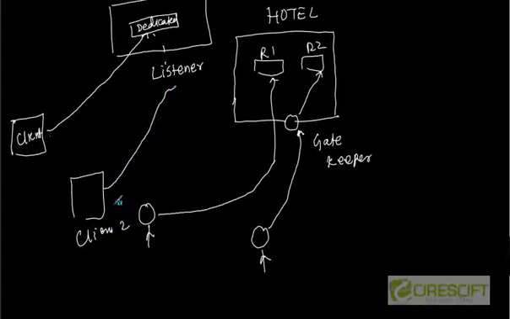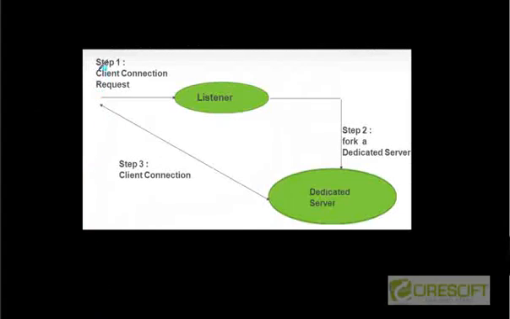Say client number 2 comes first to the listener, and the listener is going to fork a dedicated server process, and then the client can directly talk to the dedicated server. So in our analogy, this is the receptionist. I just want to show you a better diagram. In step 1, a client connection comes, and then in step 2 the listener forks a dedicated server process, and the client directly talks to the dedicated server.